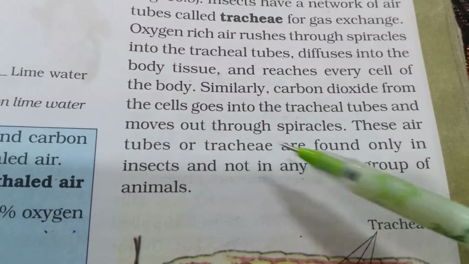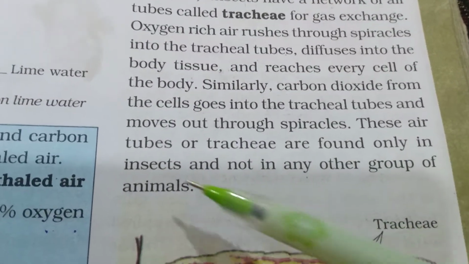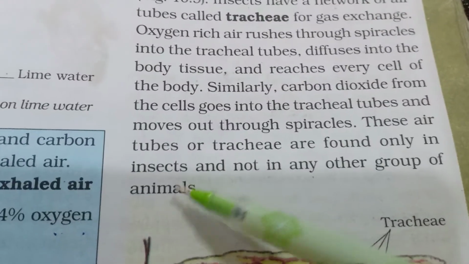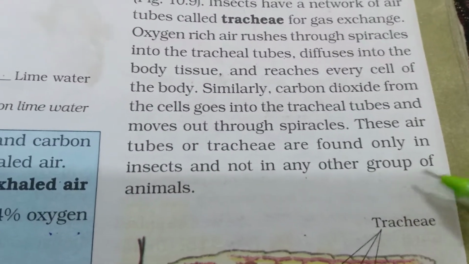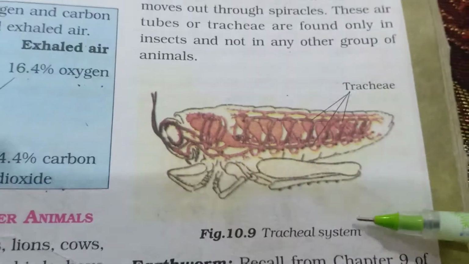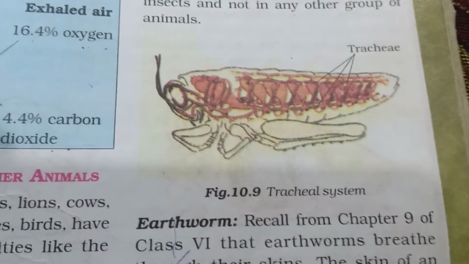These air tubes और trachea are found only in the insects. ये वाला tracheal system कहाँ पर होता है? सिर्फ insects में होता है, and not in any other group of animals. Okay, so tracheal system is found only in the insects.